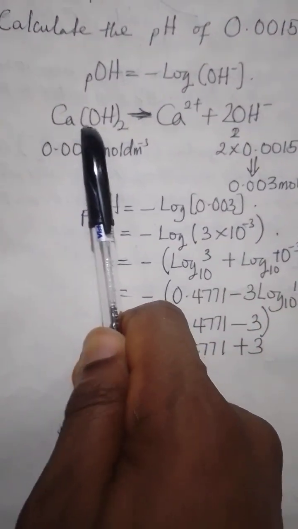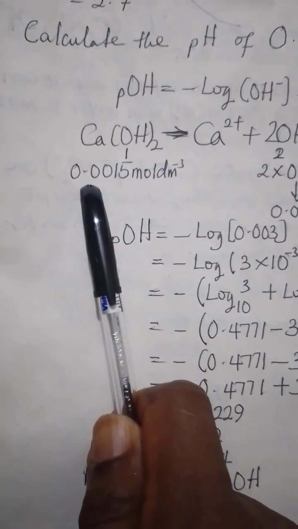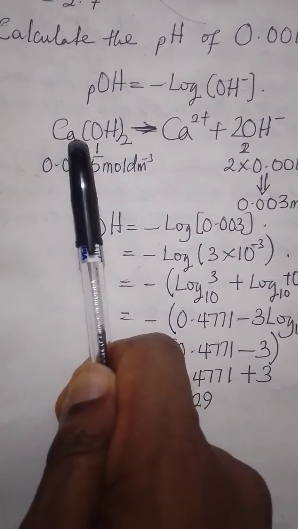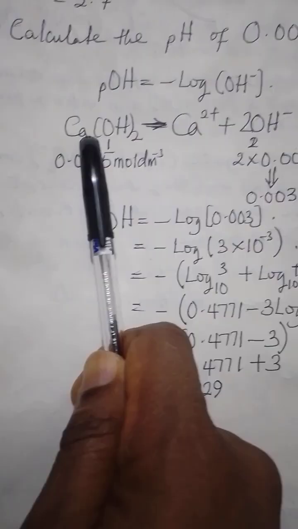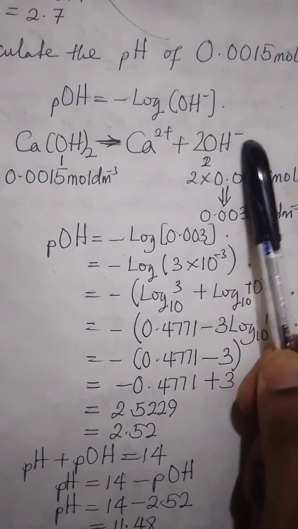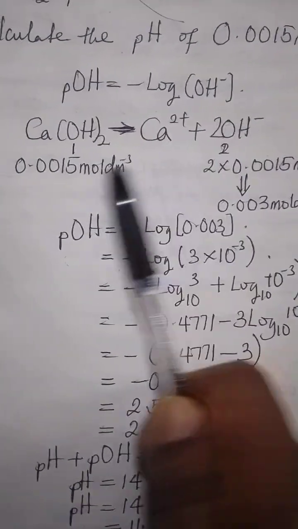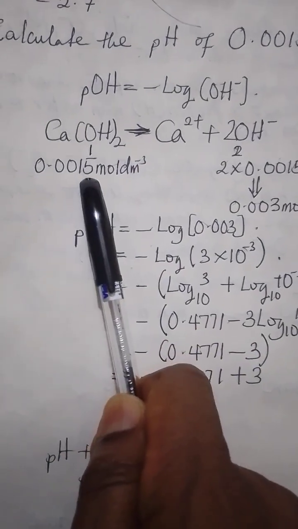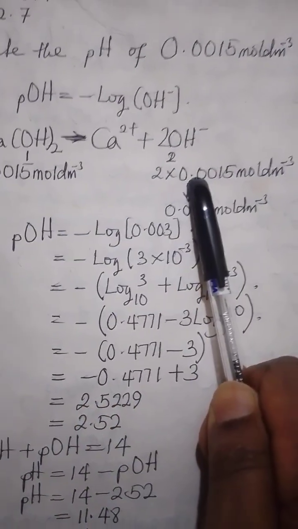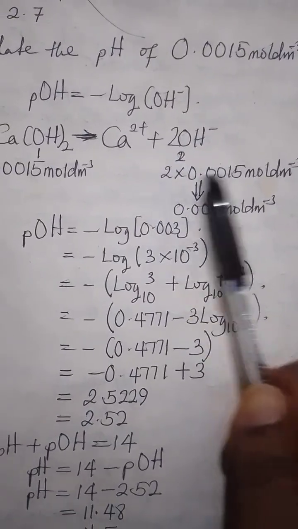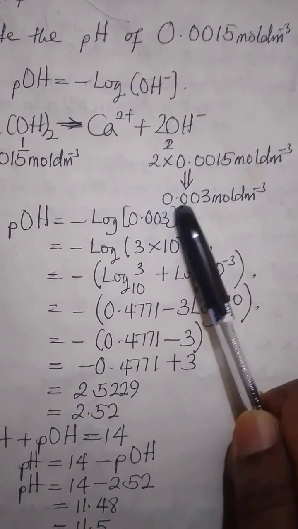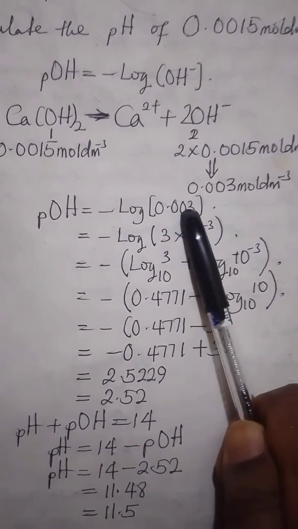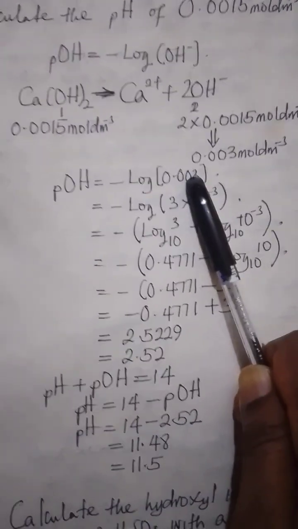So if the concentration of calcium hydroxide is 0.0015, of course, looking at the ratio of the base to that of the OH minus, it is 1 to 2. So if the concentration of calcium hydroxide is 0.0015 mole per dm cube, that of the hydroxyl ion will be 2 times that value. That will give us 0.003 mole per dm cube. And so we put that value now into the formula.